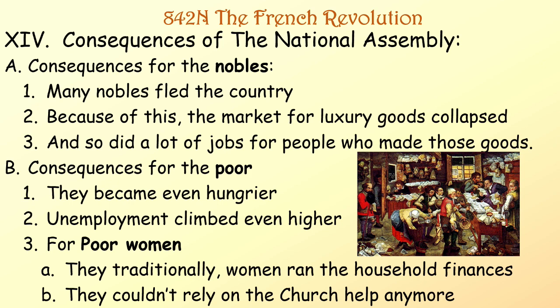The consequences of the National Assembly's actions. There were consequences for the nobles. Many of those nobles fled the country when they heard this news. And because of this, the market for luxury goods that they bought all the time collapsed, and so did lots of jobs for common people who made those goods. And there were consequences for the poor. They became even hungrier as a result of all this, and unemployment climbed even higher. And there are even consequences for poor women. Women traditionally ran the household finances, and now they couldn't rely on church help anymore because the church couldn't collect any more tithes.